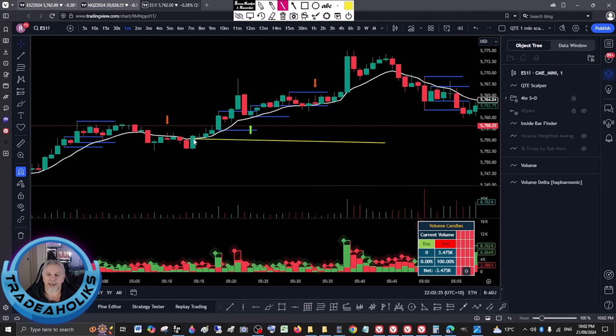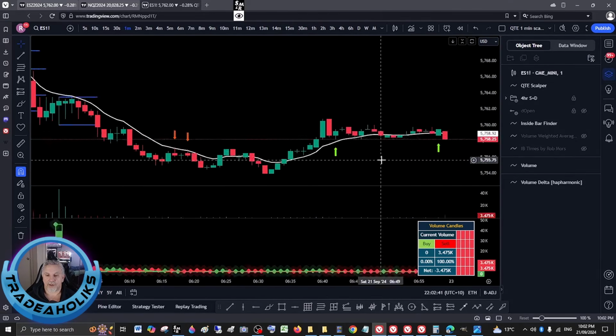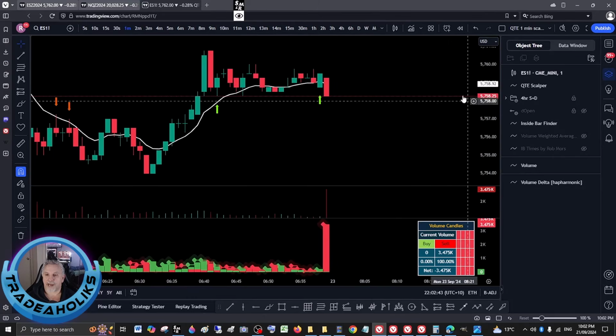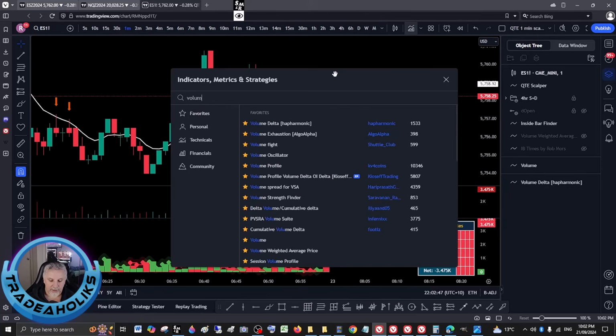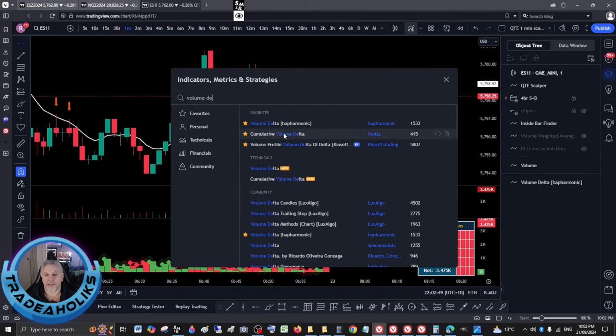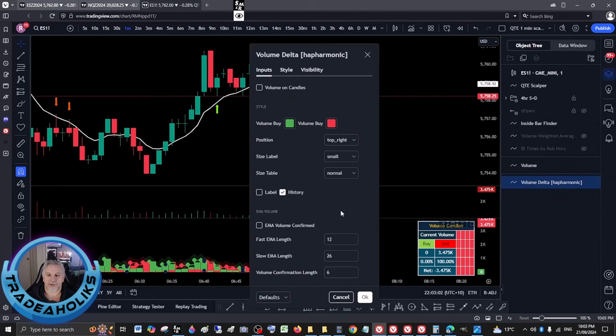Now this one down here, let me get rid of that. So this one down here is called the volume delta harmonic. If you type that in and you just put in volume delta, it's this one here, volume delta harmonic by half harmonic. Okay. Now, here's the settings for it. I didn't really change hardly anything on this. Okay, and there's the inputs. So that's what the inputs are for that.